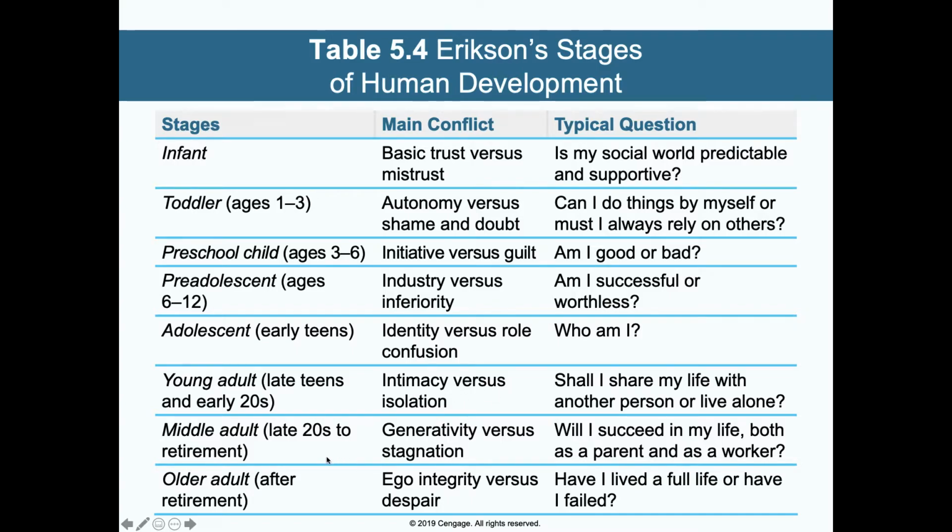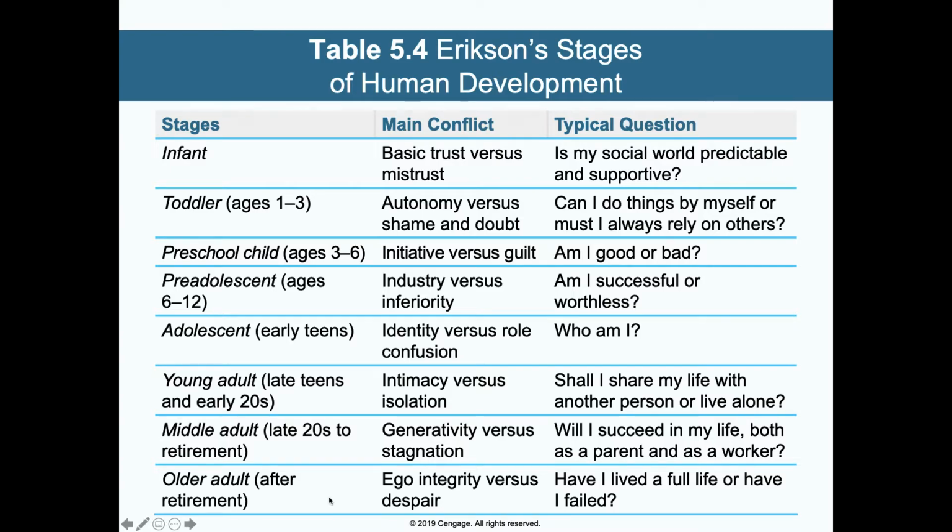And then middle adult is late 20s to retirement age, which is usually in the 60s, 65 or so. And this is generativity versus stagnation. Generativity meaning, do I have a job? Am I working? Am I generating and being productive? Will I succeed in my life, both as a parent and as a worker during this very long time frame of middle adulthood? Or have I become stagnant? I haven't gotten very far. I'm not doing very much. That's the conflict that's experienced.